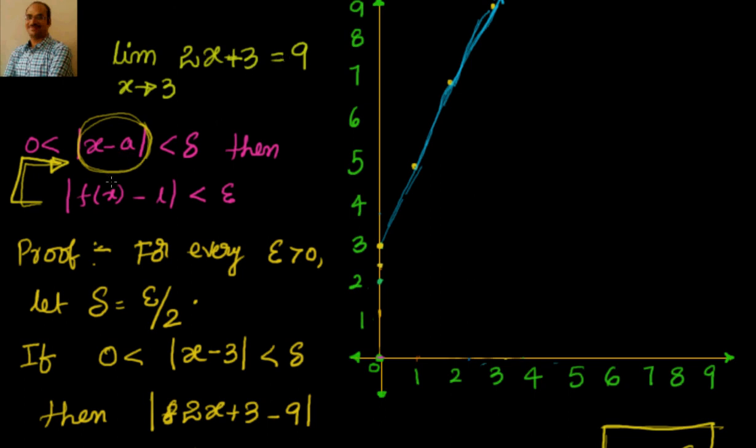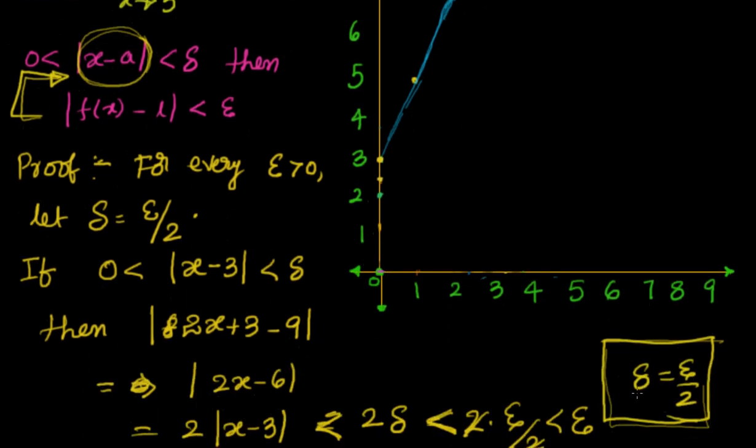We already established the relation between delta and epsilon. We know that I should take delta equal to epsilon by 2. So I will start the proof. I will say for every epsilon greater than 0, let delta equal epsilon by 2. Then what we have to prove is if 0 less than |x minus a| less than delta, we have to prove that |f of x minus L| is less than epsilon.